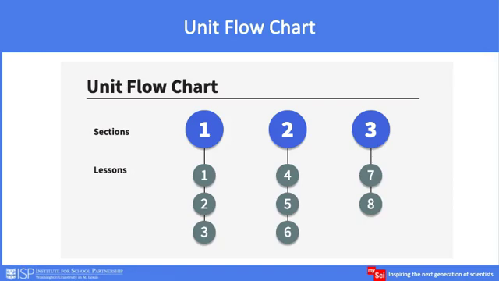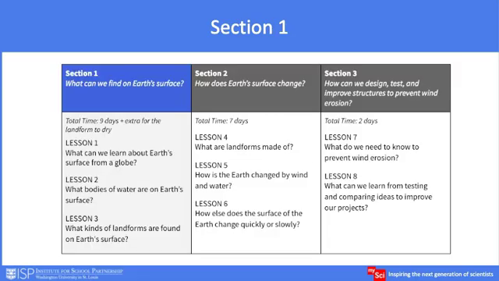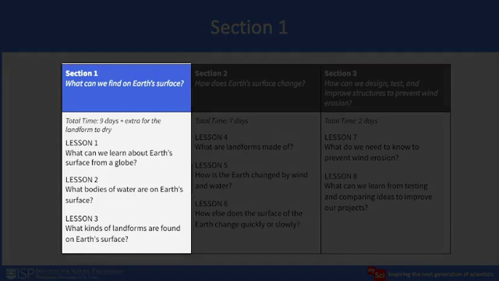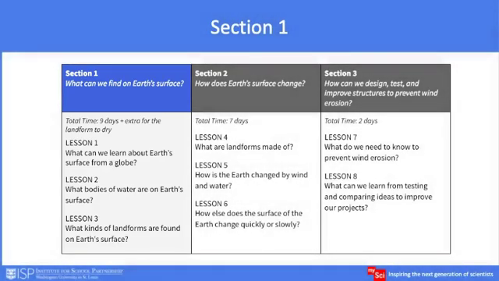the unit flowchart. This unit is divided into 3 sections, and there are 8 lessons total. Section 1 asks students to explore types of landforms and bodies of water that can be found on Earth's surface. This section will take about 9 days, plus some extra time for student-created landform models to dry.